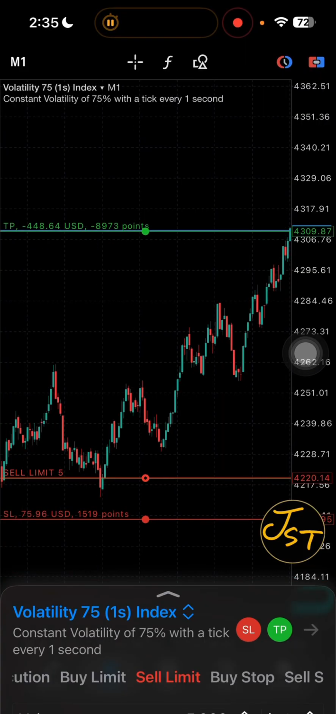So this is how you calculate your risk reward ratio once again, the right way, using only the MetaTrader 5 app on the synthetic market, and even currency pairs too.